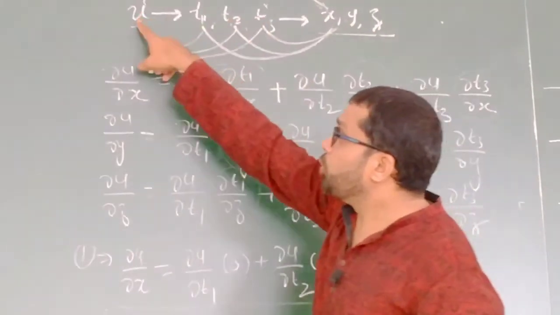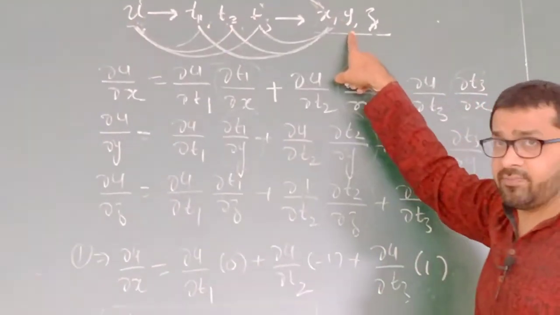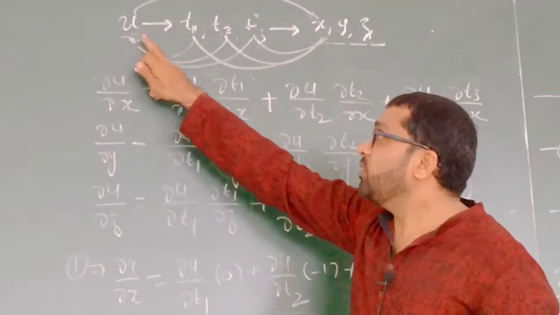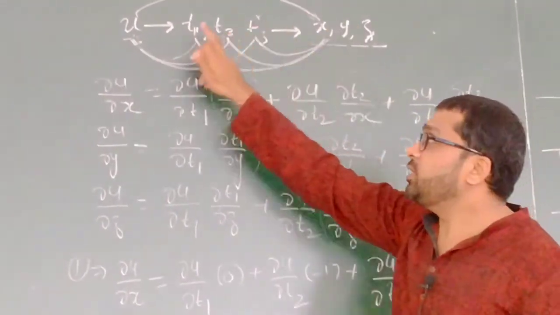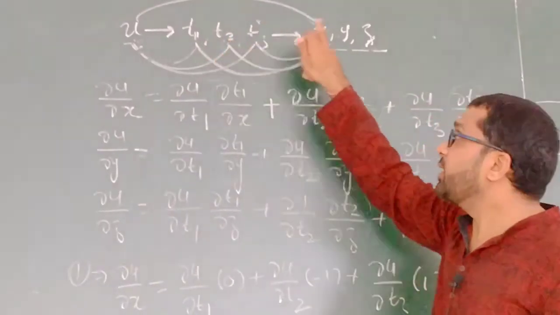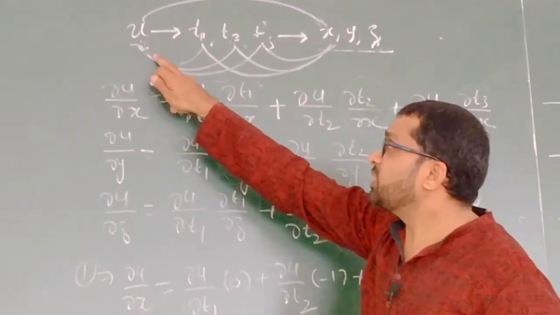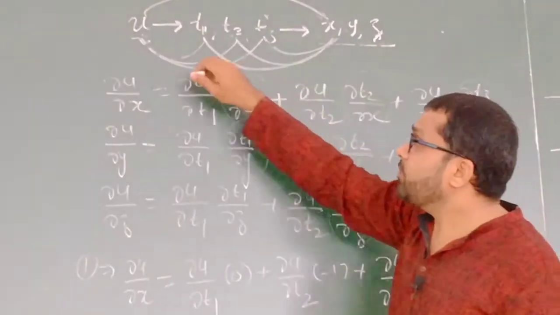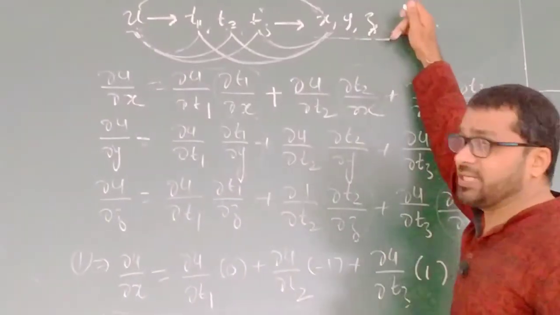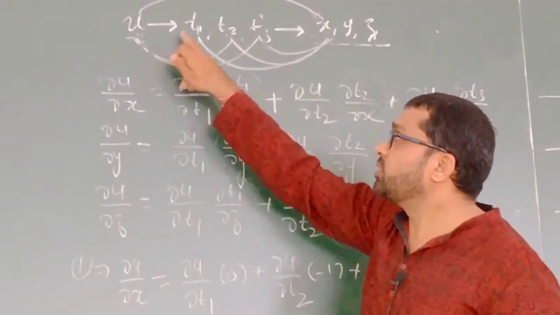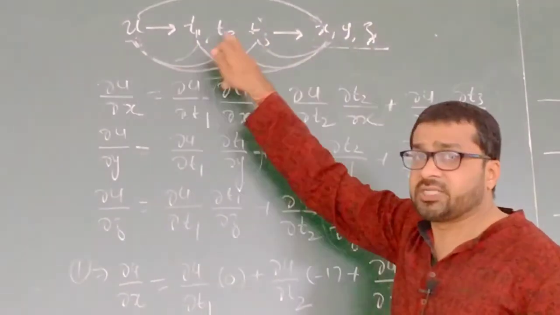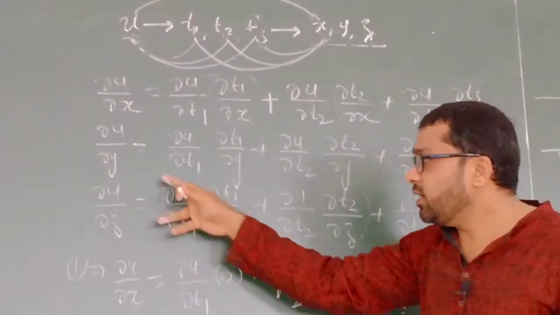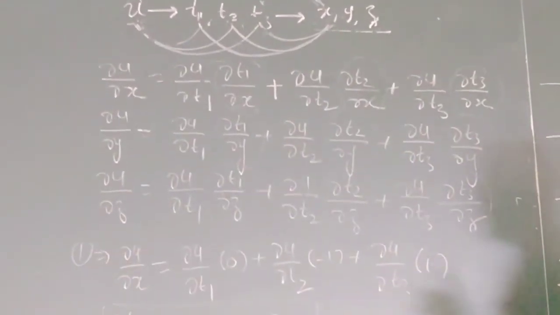अगर मुझे u को डिफरेंशिएट करना है y से, सो हम कैसे जाएंगे, u को हम डिफरेंशिएट करेंगे t1 से, t1 को करेंगे y से, देन u को डिफरेंशिएट करेंगे t2 से, t2 को करेंगे y से. u डिफरेंशिएट विद रिस्पेक्ट टू t3 एंड t3 विद रिस्पेक्ट टू y. And similarly to get the del u by del z, I have to differentiate the u with t1, t1 with z, u with t2, t2 with z, u with t3 and t3 with z, so that we can write down these quantities.